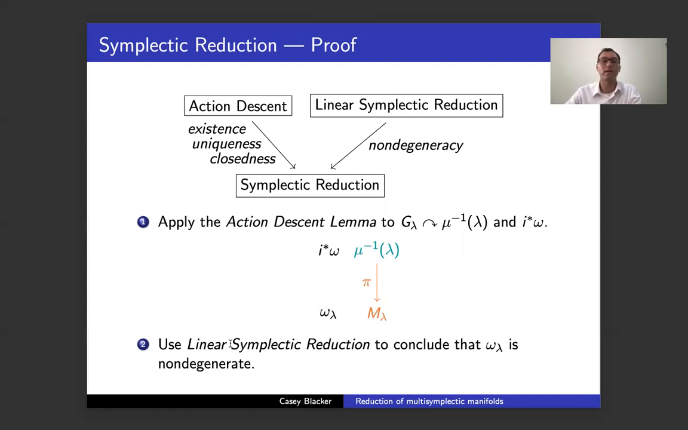And then we invoke a linear symplectic reduction lemma in order to conclude that that closed two form on M is non-degenerate and thus is a symplectic structure. So two steps.